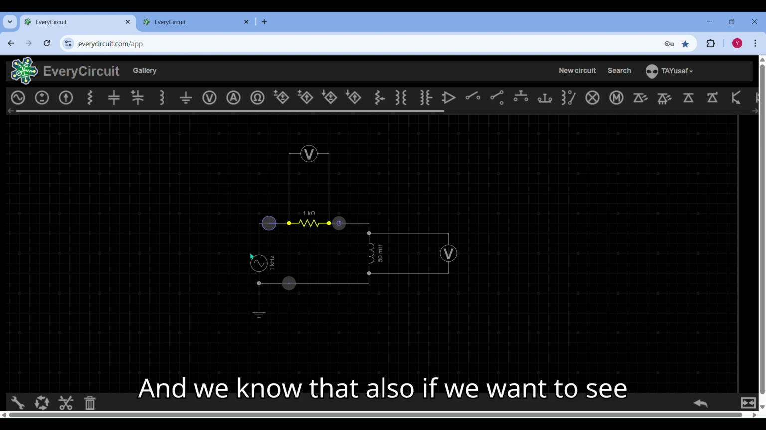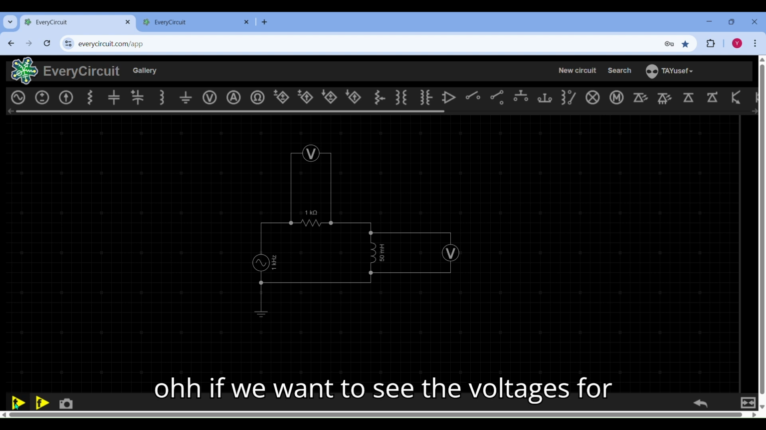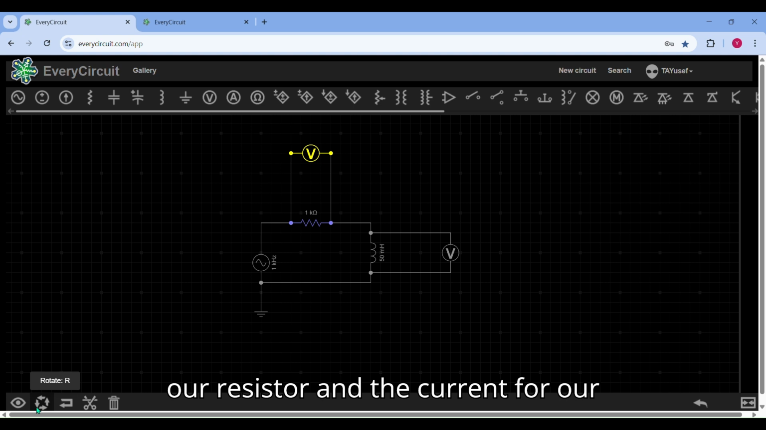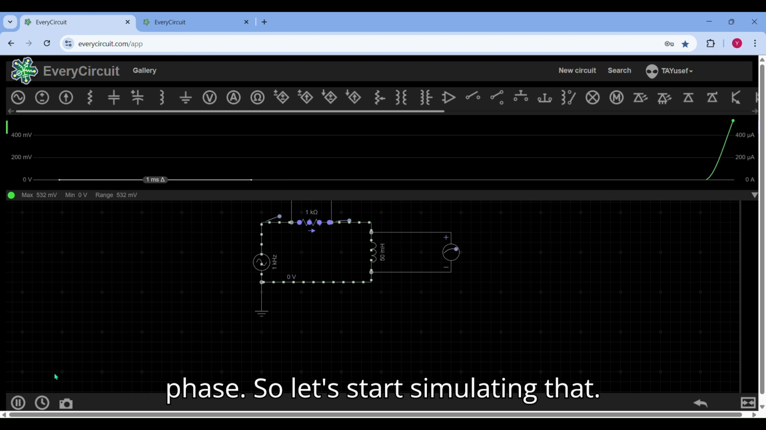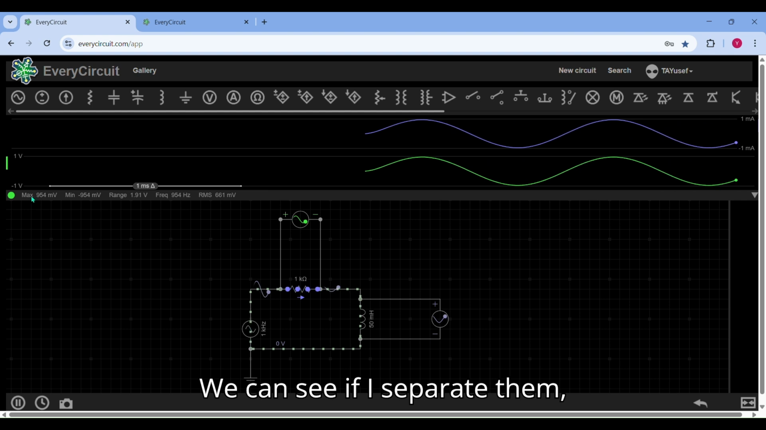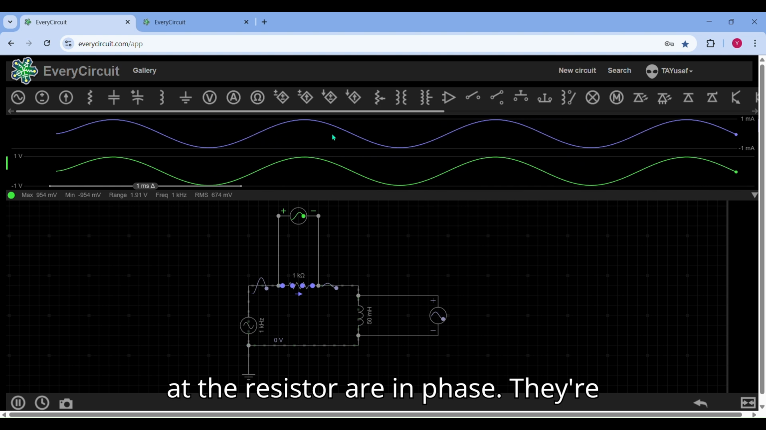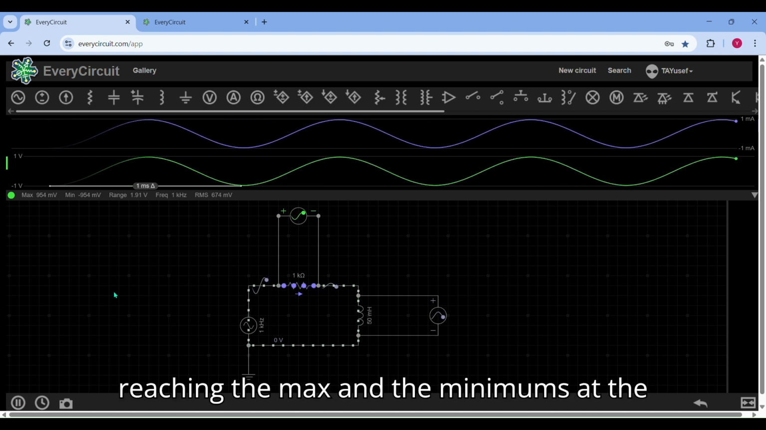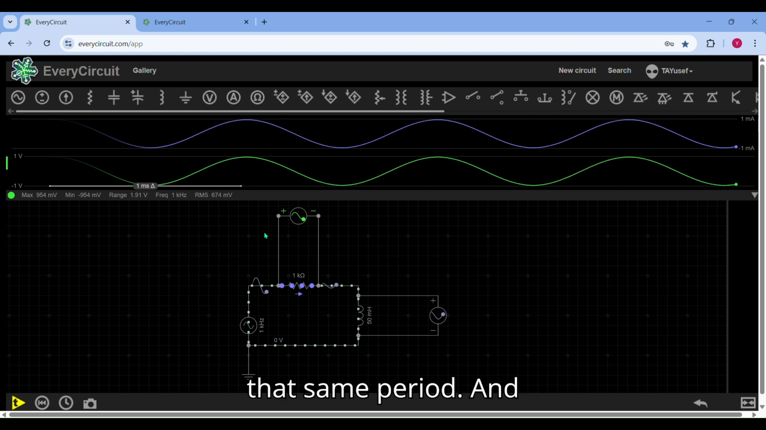And we know that also, if we want to see the voltages for our resistor and the current for our resistor, we should expect them to be in phase. So let's start simulating that. We can see, if I separate them, the voltage and that current at the resistor are in phase. They're reaching the max and the minimums at the same time. They're operating at that same period.